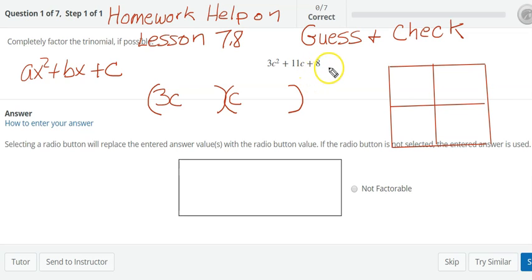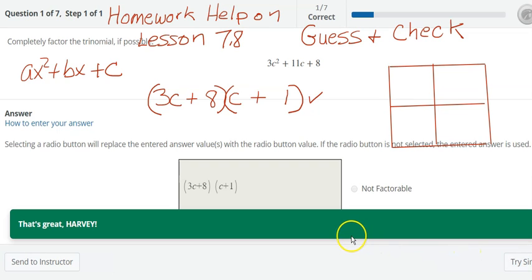Some of you may have seen it already. How about if we put an 8 there and a 1 there? These are all going to be pluses. So when I FOIL this, my outers are 3, my inners are 8. That adds up to 11, so I finally have it. All right, let's put that into the system. So putting that into the system and checking it, we have that one right.